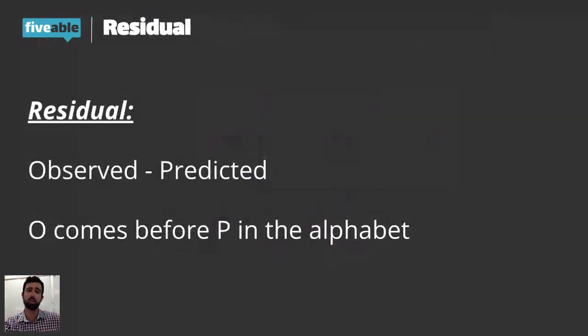The last thing I want to touch on is residual. So residual is basically the observed minus the predicted. And the way I always remember this, because I sometimes forget, is it predicted first or observed? But after this, I never forgot it. Since O comes before P in the alphabet, it's always observed minus predicted.